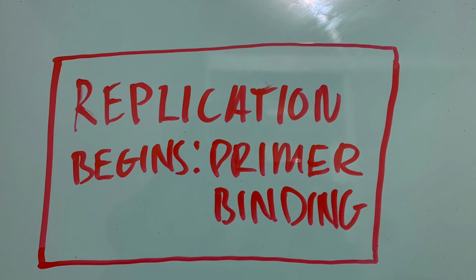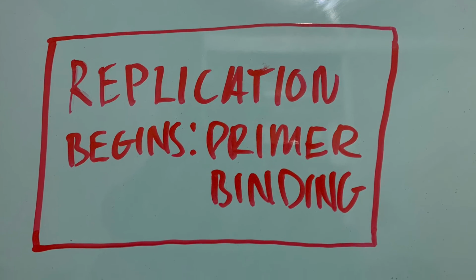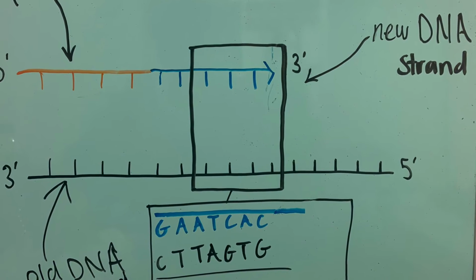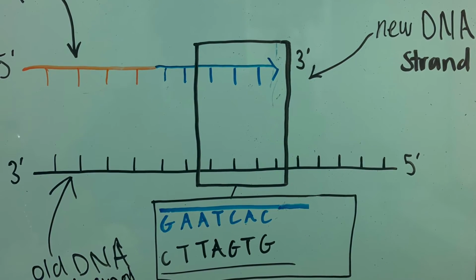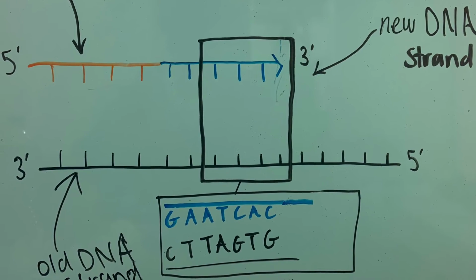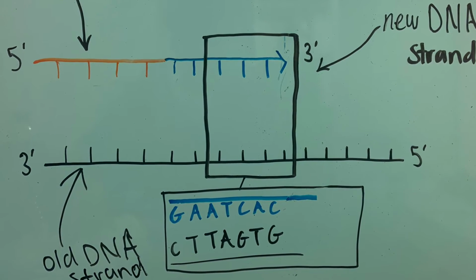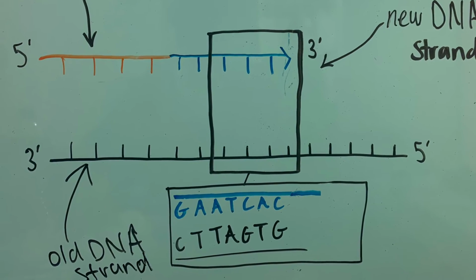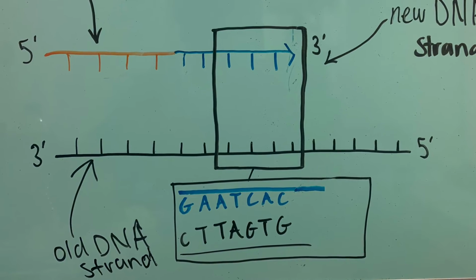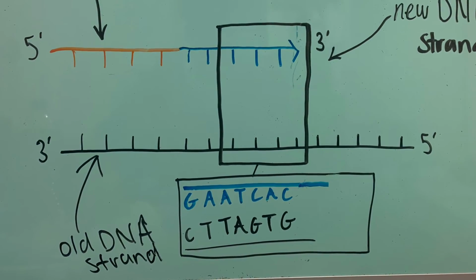Replication begins. Primer binding. After the separation of both DNA strands, primer, a piece of RNA, binds to the 3 end of the lagging strands as it's the easiest to replicate. Primers are generated by an enzyme named primase. The binding of the primer is the starting point for the process of DNA replication.